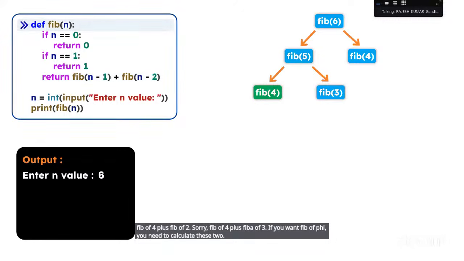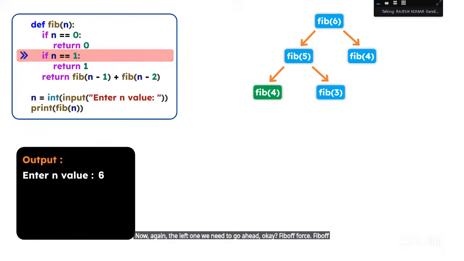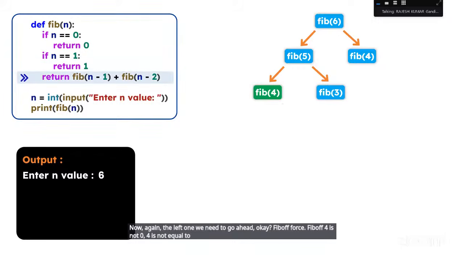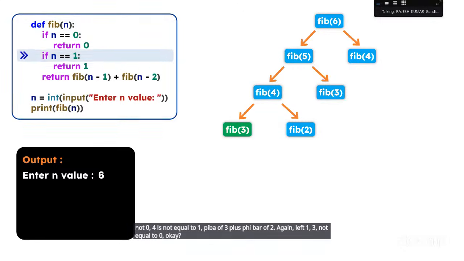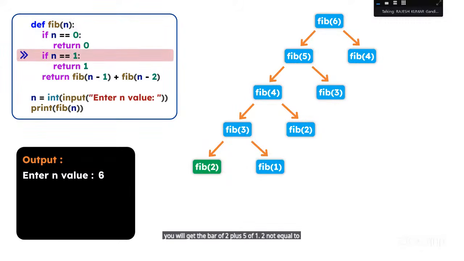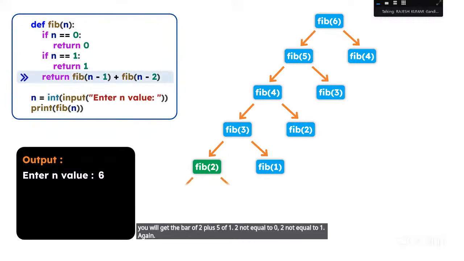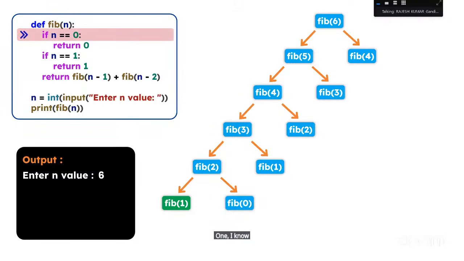Now again, the left one we need to go ahead. Okay, fib of 4. Fib of 4 is not 0. 4 is not equal to 1. Fib of 3 plus fib of 2. Again, left one. 3 not equal to 0. Okay, 3 not equal to 1. You will get fib of 2 plus fib of 1. 2 not equal to 0. 2 not equal to 1. Again, fib of 1 plus fib of 0. Now for the first time, the left one, fib of 1 it is. 1, I know the answer. 1 is not equal to 0.